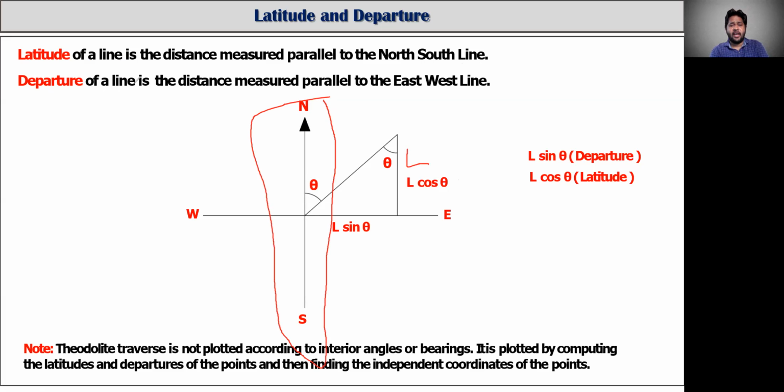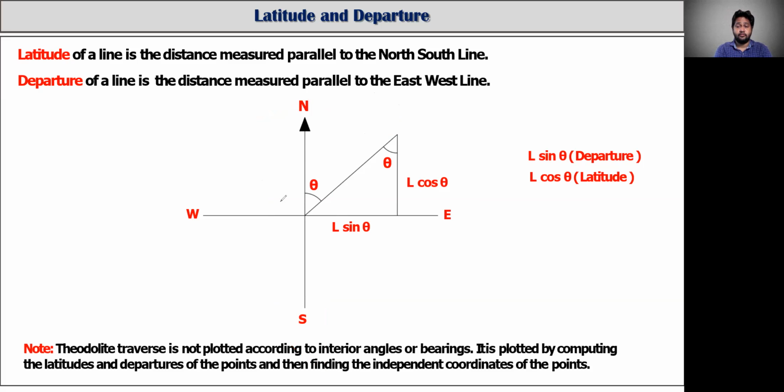The departure of a line is the distance measured parallel to the east-west line. This is my east-west line, and I am measuring parallel to it. That is called departure, D. This line is called latitude and this line is called departure. The vertical line is called latitude and the horizontal line is called departure.